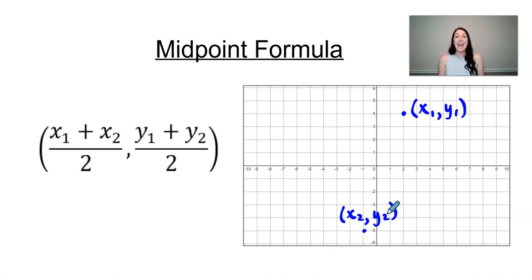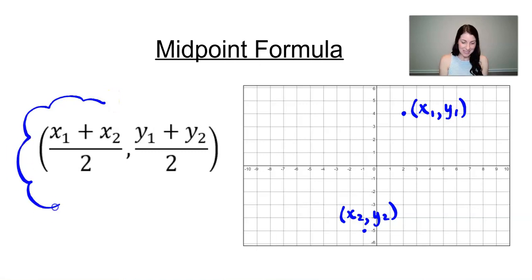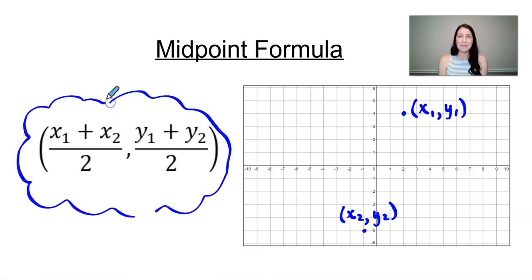So to find the x coordinate of the point right in the middle, you would want to add the 2 x values and divide by 2, and add the 2 y values and divide by 2, which you can see right here in this midpoint formula. Let's go ahead and apply this to a problem.